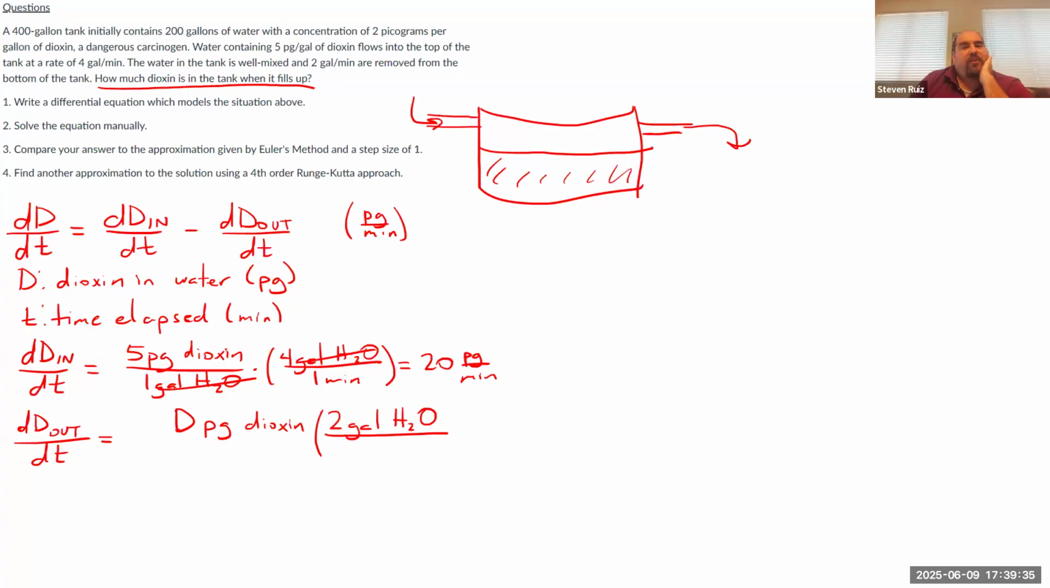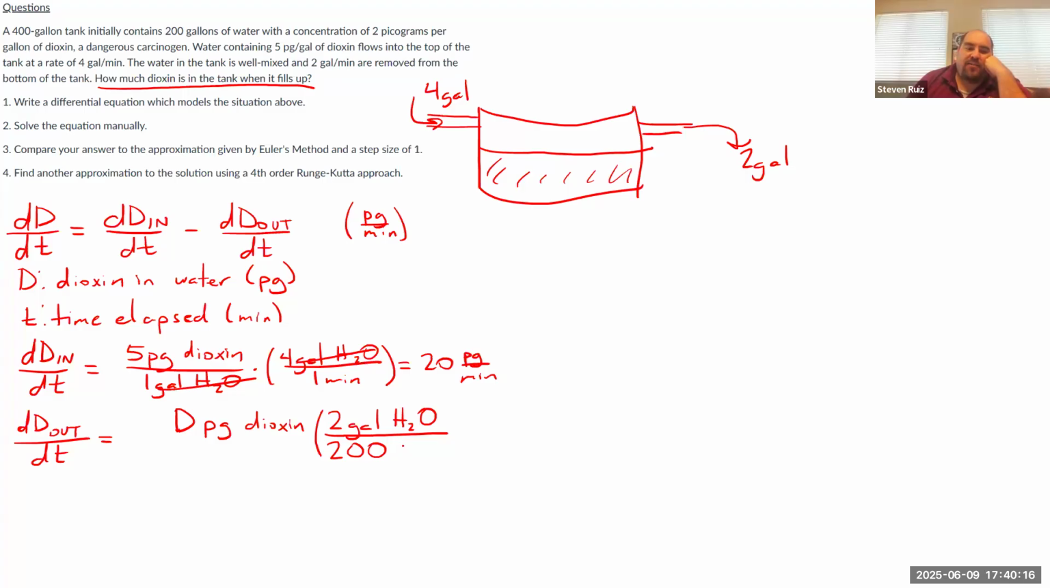So this, I think we have to be a little more careful with. We are told that the tank initially contains 200 gallons of water. But does it always contain 200 gallons of water? I don't think so. So let's think about how much water comes in and goes out of this tank every minute. What comes into the tank is 4 gallons of water. What leaves the tank is 2 gallons of water, which means that every minute that goes by, the tank gains 2 gallons of water.